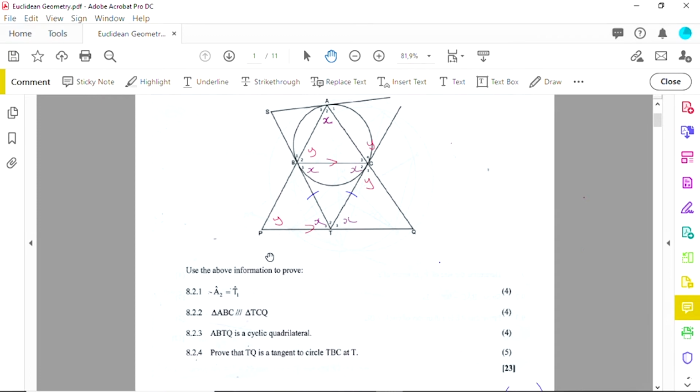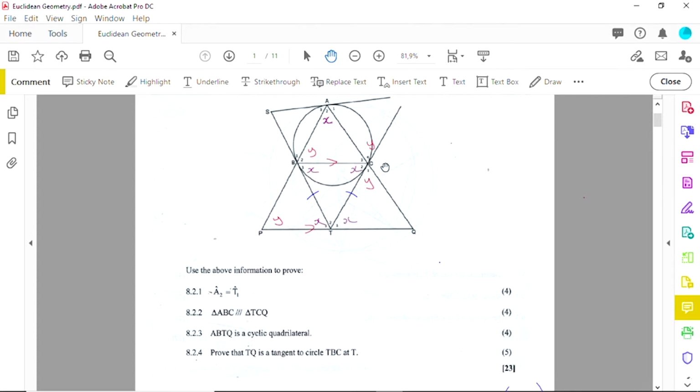Now let's go back to what we wanted to prove. We're trying to prove that triangle ABC is similar to triangle TCQ. We have this angle in C. We have this angle in this triangle, which is equal to this angle in this triangle. And we have this angle in this triangle, which is equal to this angle in this triangle. Therefore, clearly these two are similar, because the other angle must be the same, as the angles of a triangle add up to 180 degrees. So this must be the same.